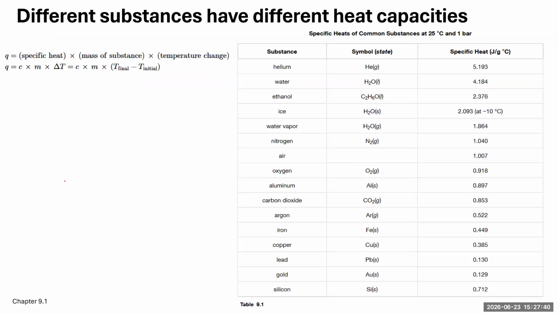So let's try to analyze heat versus temperature. All right. Let's say I have a pool of boiling water.